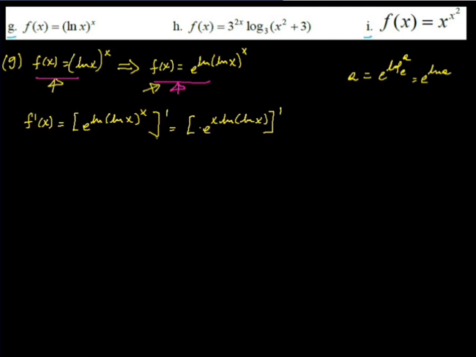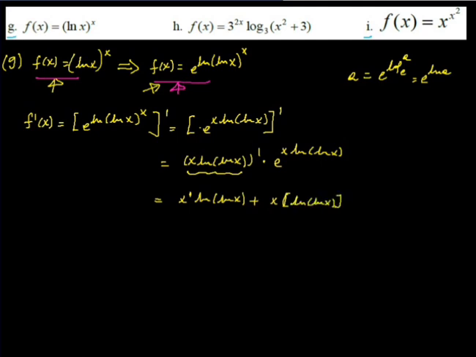Using the derivative for the exponential, the derivative of x ln of ln x, times e the power of x ln of ln x. Now the derivative of this part requires the product rule and chain rule. So x derivative times ln of ln x plus x times the derivative of ln of ln x, times this part. In place of this part you can write ln x the power of x.